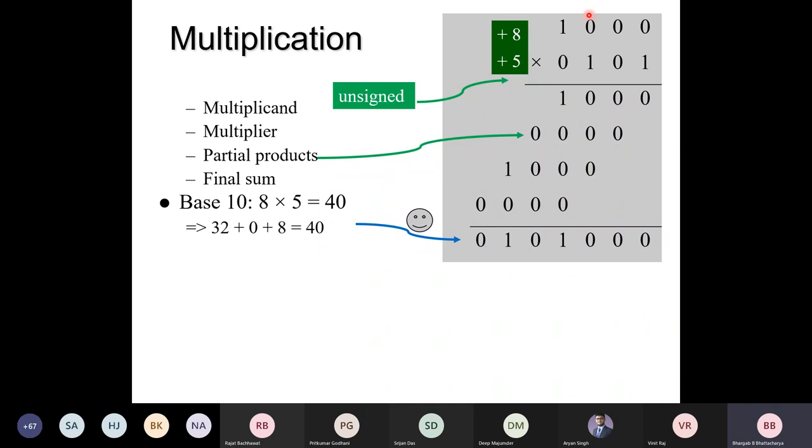Now suppose this is a 2's complement number, you know. So then this becomes a negative number, right? And this becomes a positive number.